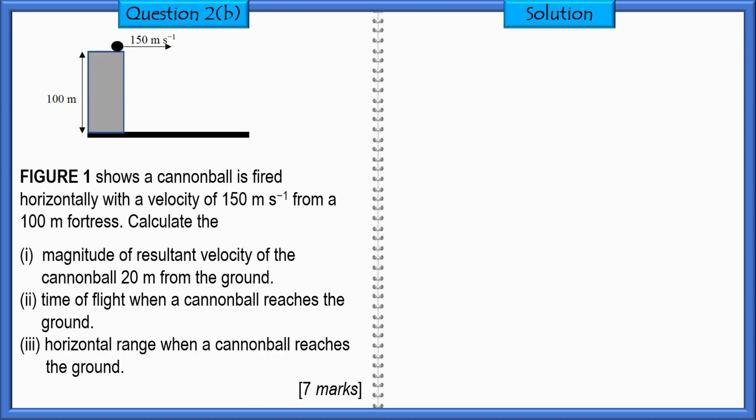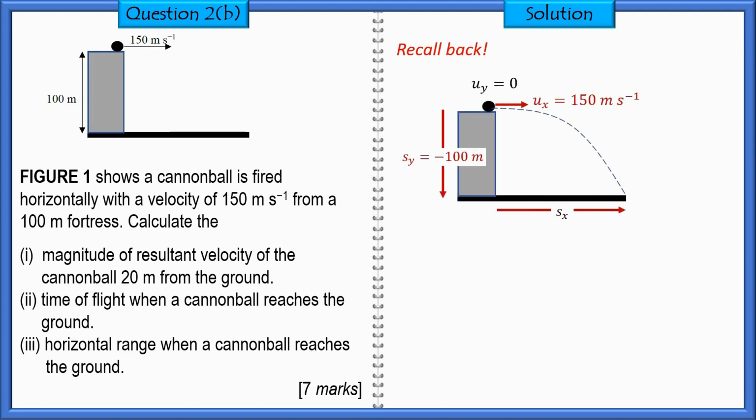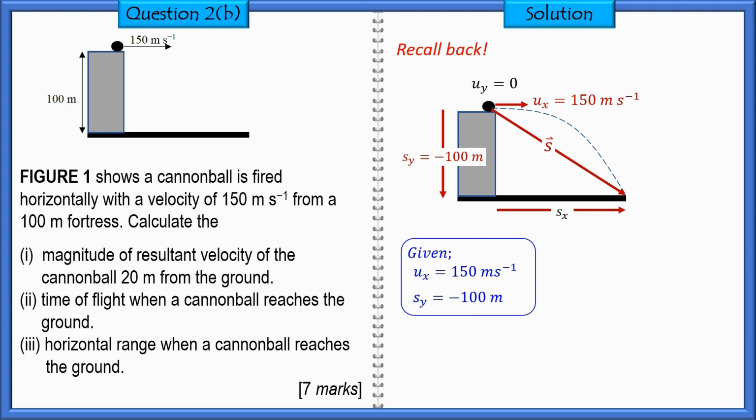Question 2b. Figure 1 shows a cannonball is fired horizontally with a velocity of 150 meters per second from a 100-meter fortress. Before we calculate, take a look just to recall back, because this question is related to projectile motion, and it is a half projectile motion. So referring to the half projectile motion, we get a few hidden information, such as the first one is our ux is equal to 150 meters per second as stated in the question. And then uy is equal to 0 at the maximum height.